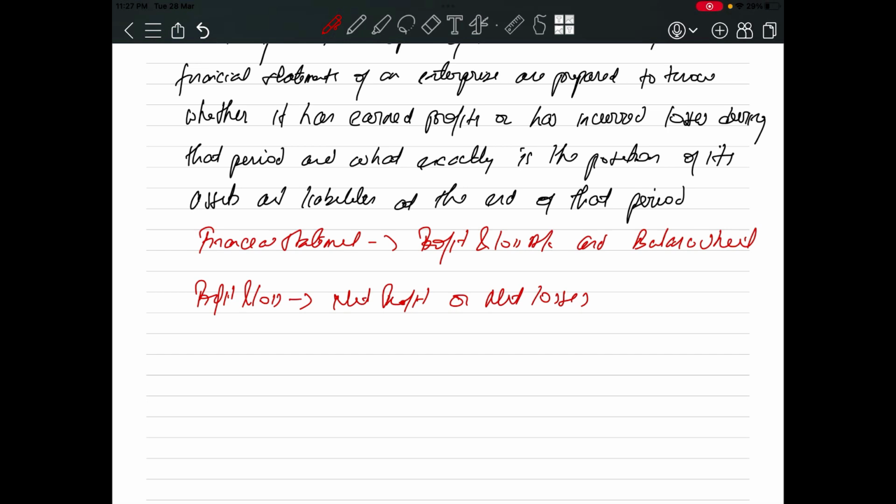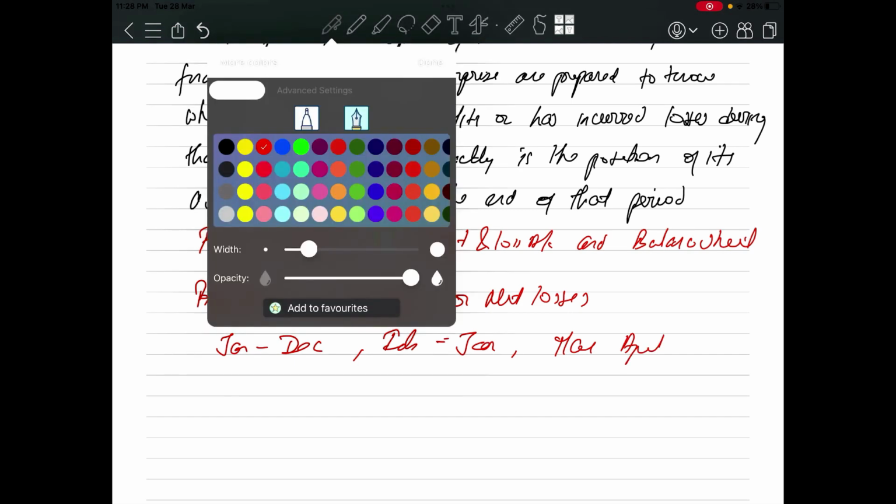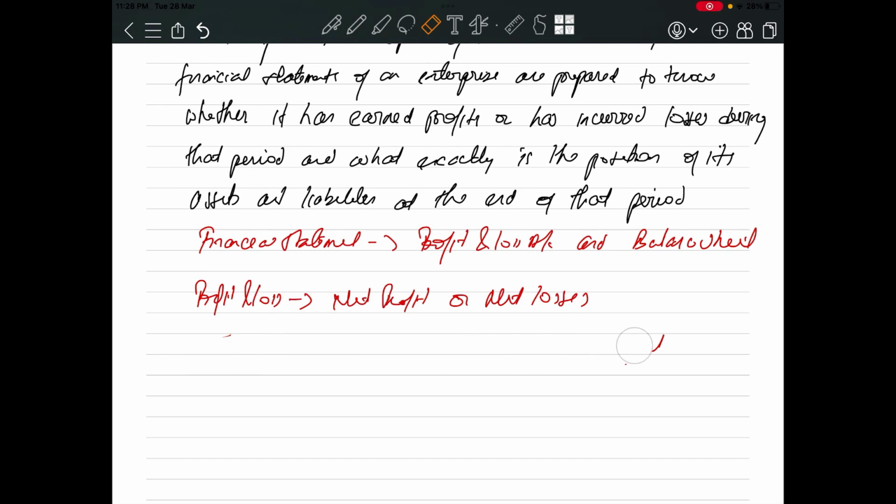So earlier it was a very problematic thing. Some were preparing financial statements from Jan to December, others were preparing from Feb to Jan. Another guy was preparing from March to April. So the government came up with a solution, and the government has fixed that all will follow one accounting period.